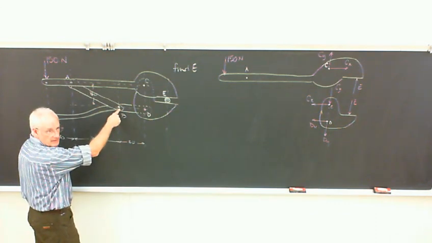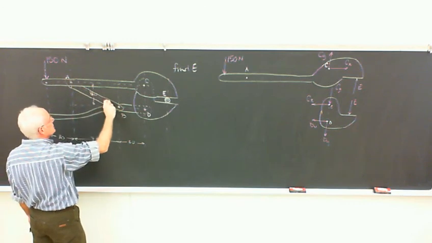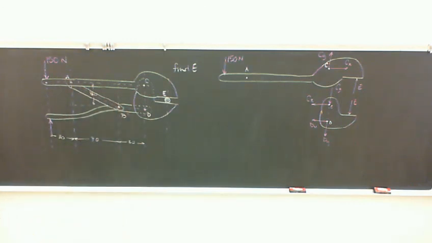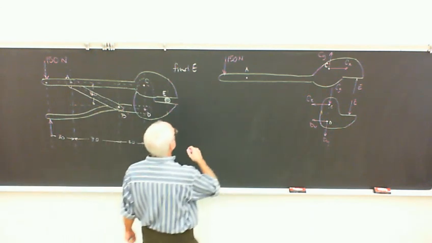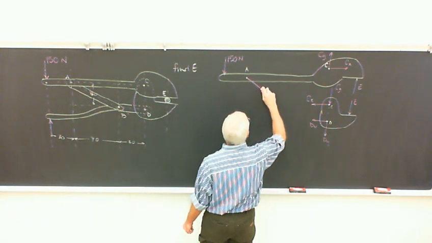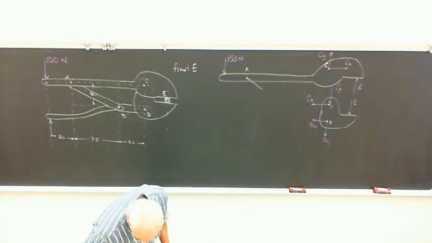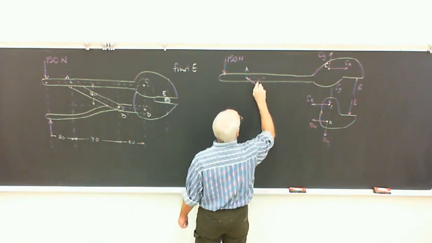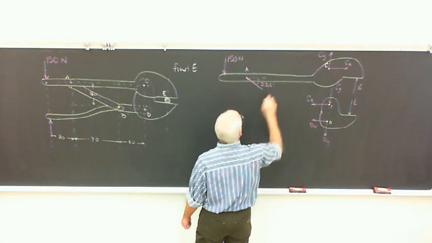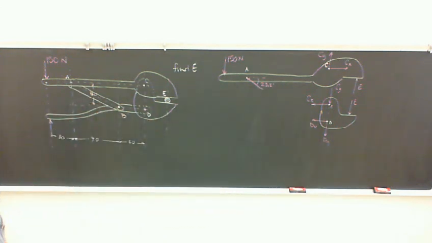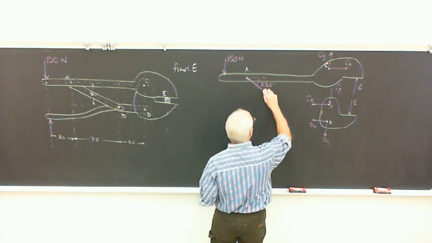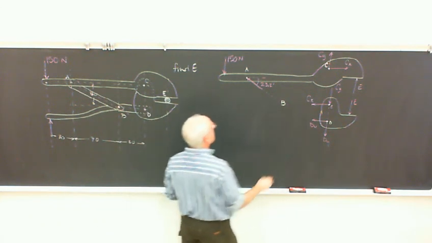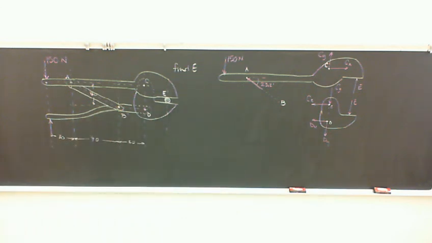AB is a two-force member. Which means we know that the forces associated with those two pins lie in that direction. We know that angle, so we could actually draw that at that angle. And I believe it comes out to be 23.2. But check that. That's just the angle of the piece AB. Any other forces on it?